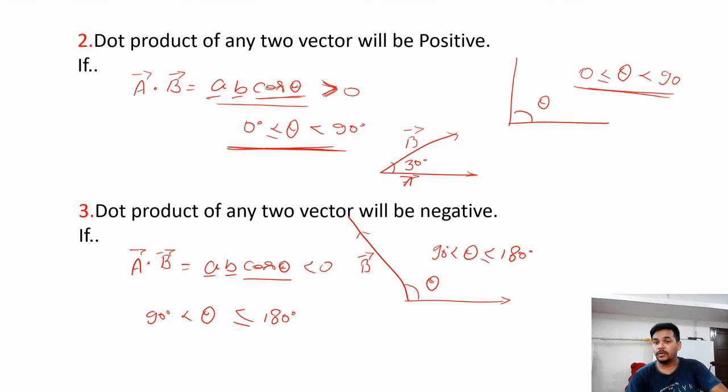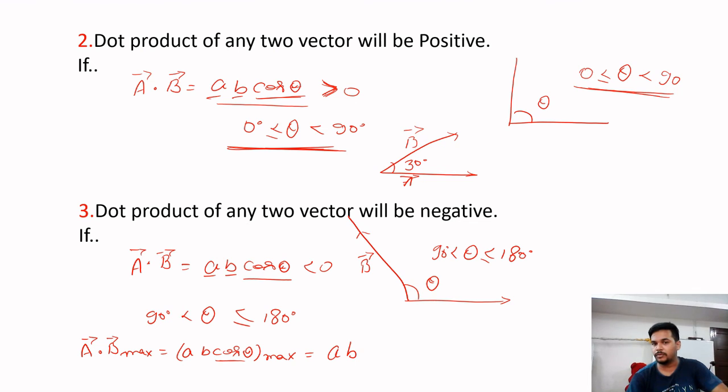Suppose someone asks what the maximum value of the dot product of any two vectors is. If I want to find the maximum of a dot b, in general it is ab cos theta. For the maximum value, a is not going to change and b is not going to change, so the only thing that changes is theta itself. So for the maximum value, what is the maximum value of cos theta? It will be 1, because cos theta varies from -1 to +1. So the maximum value will be a into b.